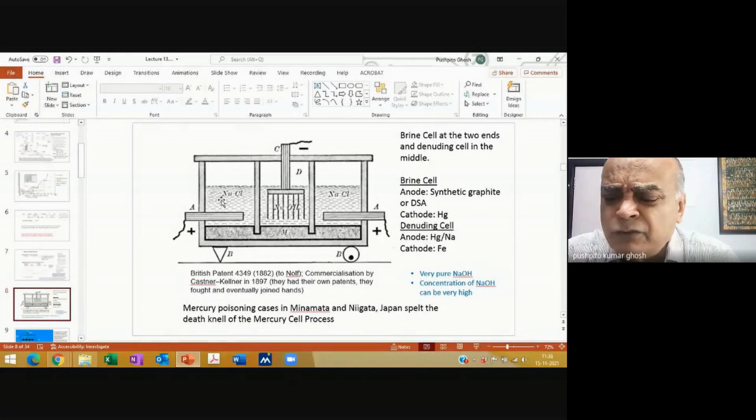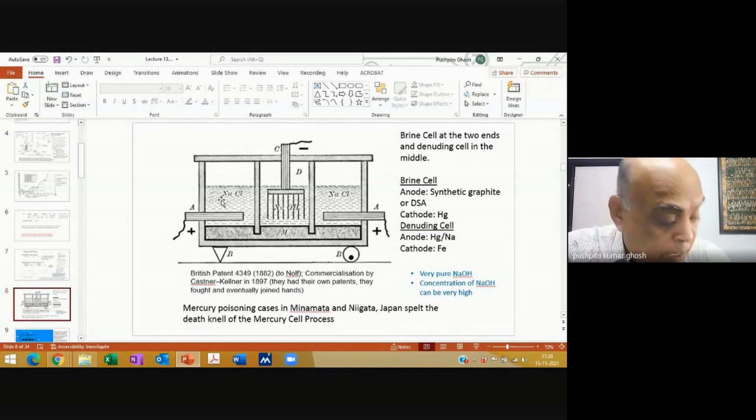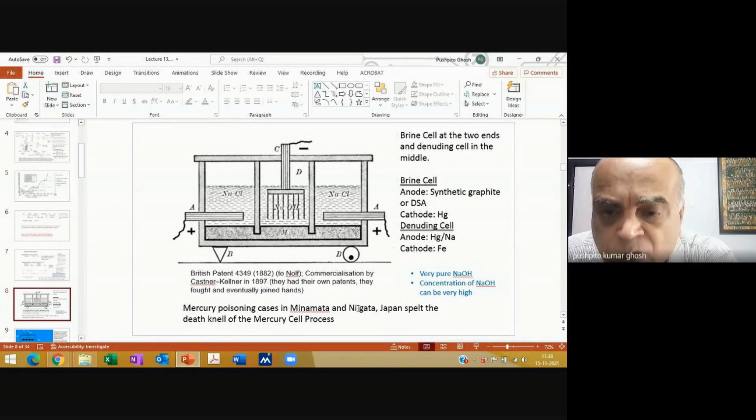Till about 2011-12. But what happened was that people discovered that when I'm doing an oxidation, some amount of mercury also gets oxidized and dissolves. So there was a problem of mercury poisoning, which came to be known as the Minamata disease. Minamata and Nigata were the two places which basically found this. They said there's a serious problem, and people were dying.